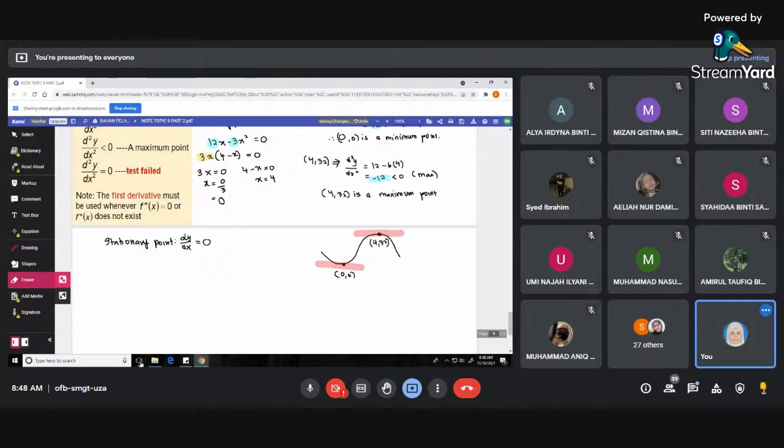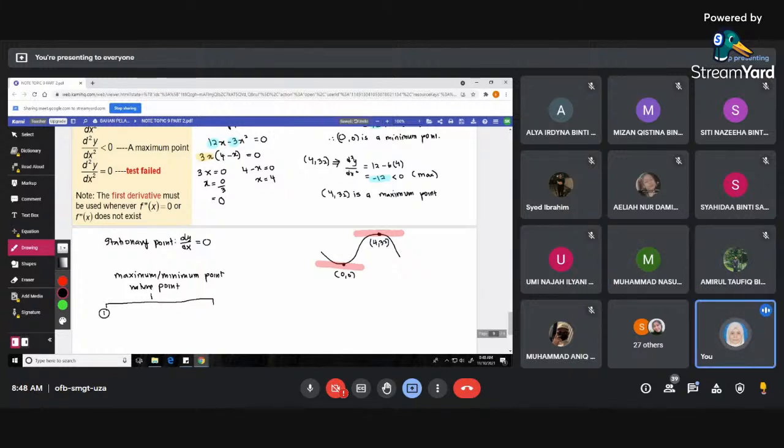Maximum minimum point. Atau nama lain dalam arahan soalan apa? Nature point. Ada berapa method nak cari maximum minimum atau nature point? Ada berapa method? 2.